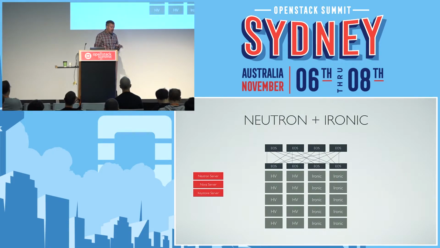Because the question comes up frequently, like what do you do with Ironic, really the story doesn't change too much, except that versus having networking managed on a compute node, or having an agent or some service running on the compute node managing the networking, you have to push it up into the top of rack.